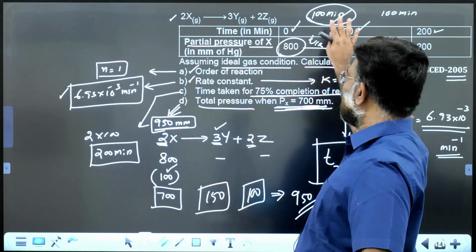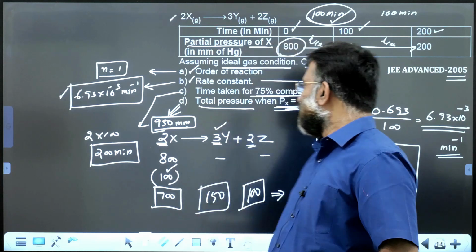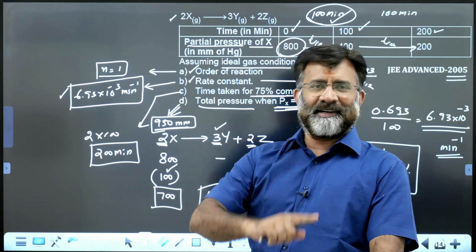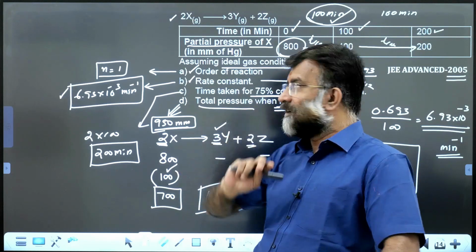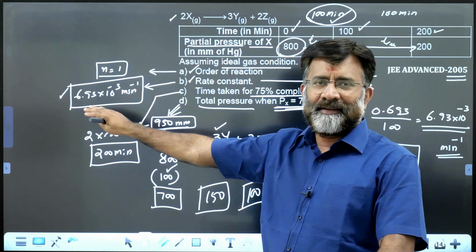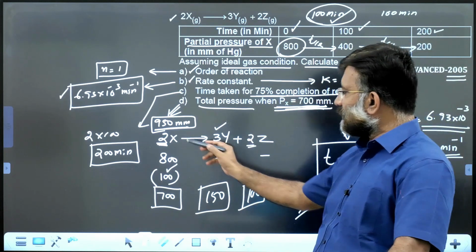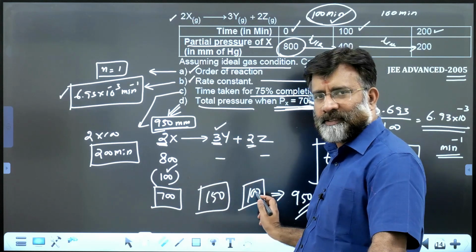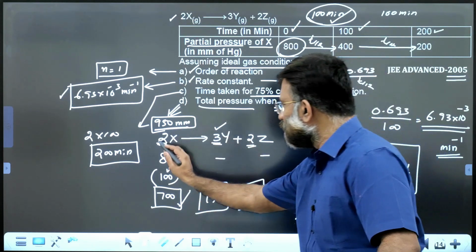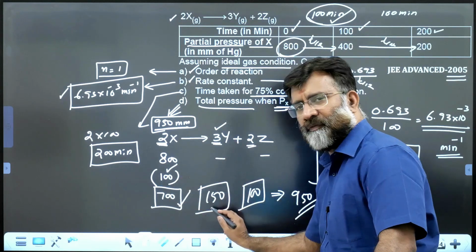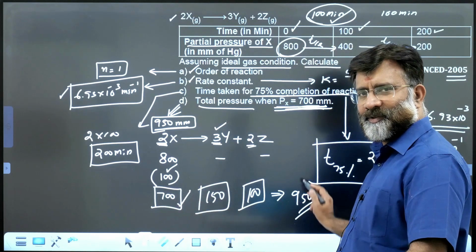So by simply looking at the data, we are confirming the order of the reaction: first order kinetics, T half remains constant. Second one, how to find K? K is equal to 0.693 by T half. Third one, what is the time for 75%? It is 2 times T half. T half is already known, so 2 times that is the answer. And the last one, total pressure when Px is 700. Px initially 800, 100 converted to the product side and you get 700 remaining. So 100 gives how much? 2 give 3 and 2, so 100 gives 150 here and 100 here. So the total pressure will be 700, 850 and 950. That is the answer for the fourth one.